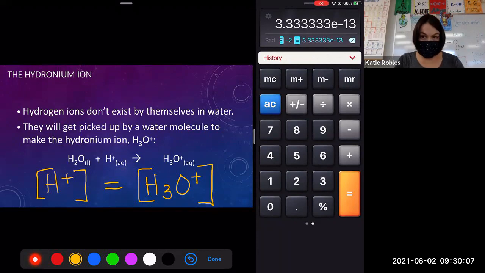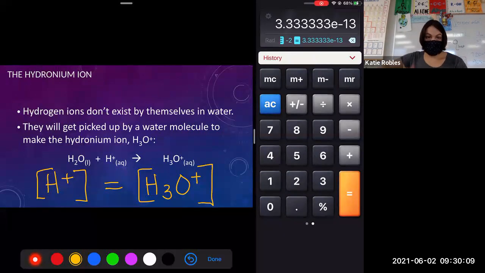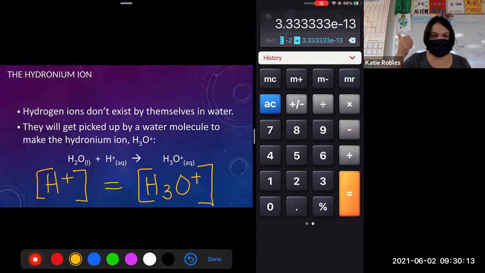And I told you those H words would get confusing. So you have hydrogen ions, which really don't exist, and they are now going to be forever known as hydronium ions in water. All acid-base chemistry happens in water. And then you have the hydroxide ions.